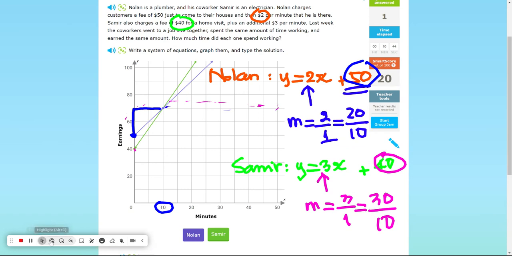So now I switch to Samir. Let's use a different color for Samir. Samir starts with 40, so right here is 40 for Samir. And the slope I do is 30 over 10, so up 30 over 10. That should be Samir. Take a look where they intersect. Where they intersect is right here at 10 hours. At 10, the total amount should be $70.